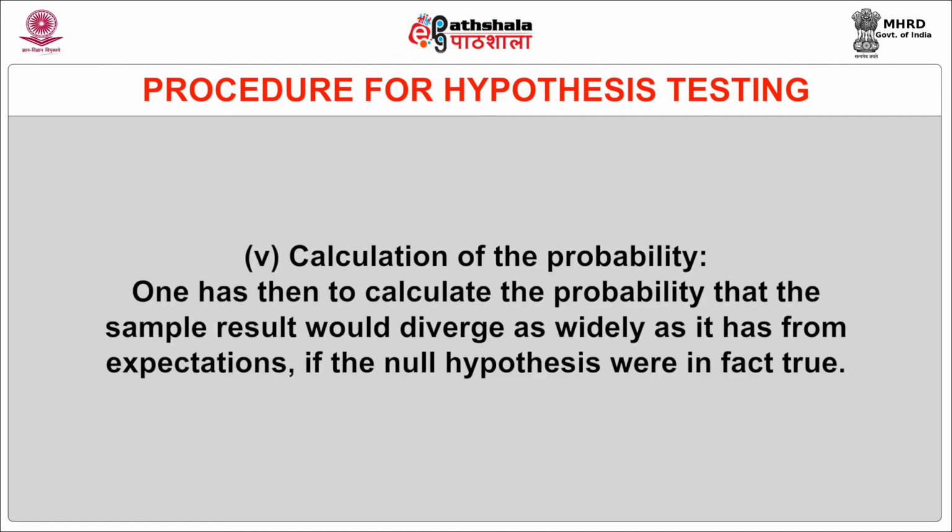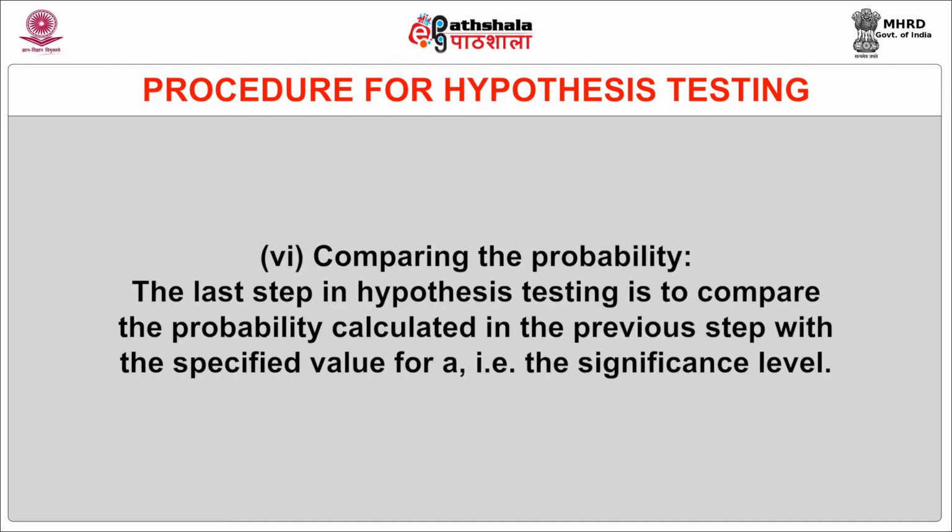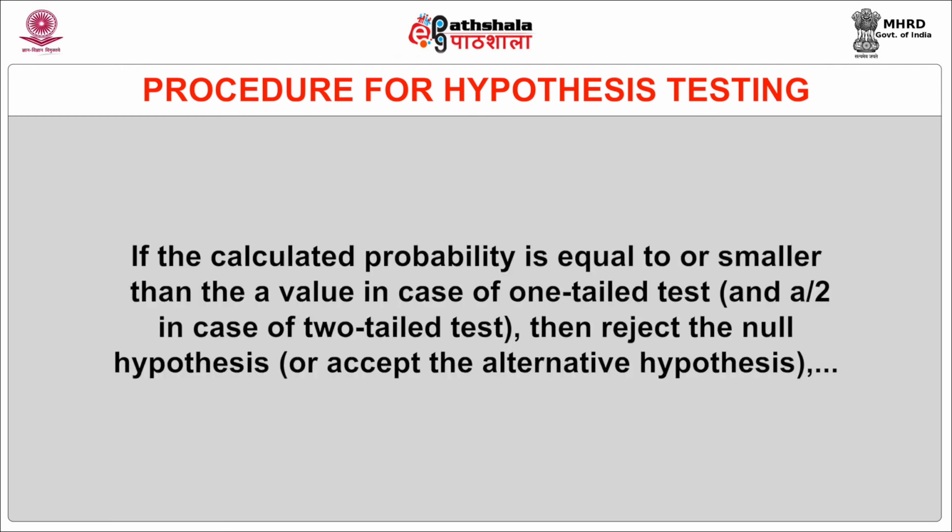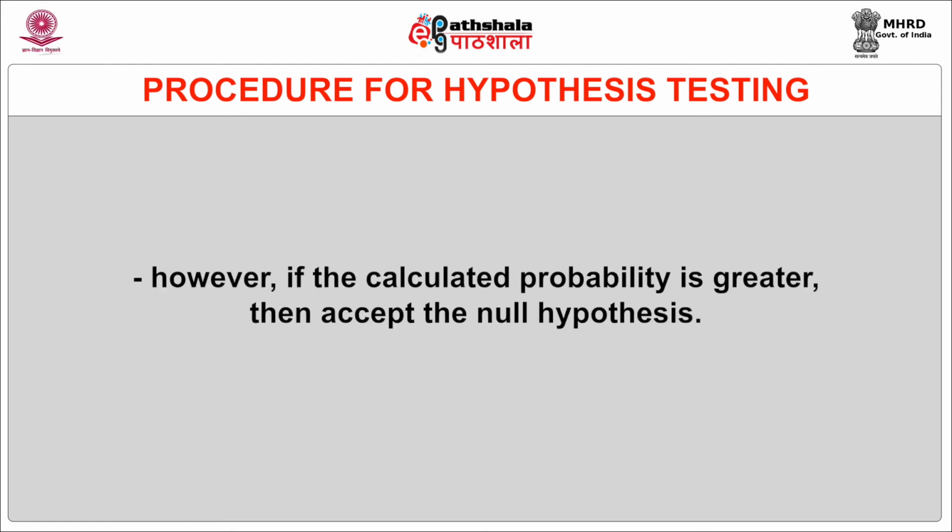The fifth step, calculation of the probability. Now, one has to calculate the probability that the sample result would diverge as widely as it has from the expectations if the null hypothesis were in fact true. The last step in hypothesis testing is to compare the probability calculated in the previous step with the specified value of alpha, that is, the significance level. If the calculated probability is equal to or smaller than the alpha value in case of a one-tailed test, and alpha upon 2 in case of a two-tailed test, then reject the null hypothesis or accept the alternative hypothesis. However, if the calculated probability is greater, then accept the null hypothesis.